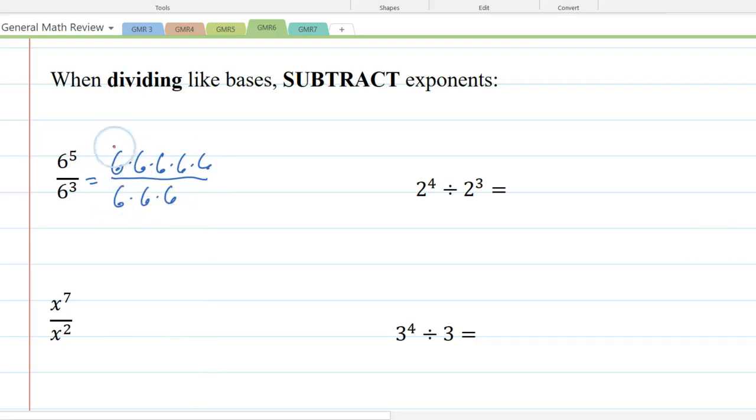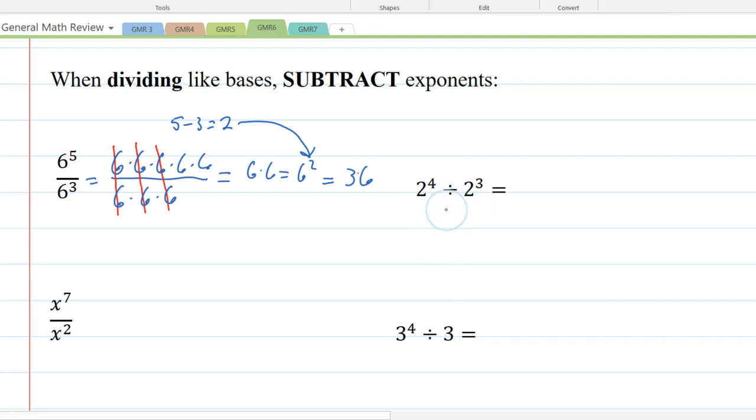I can cancel out 6 divided by 6 becomes a 1. 6 divided by 6 becomes a 1. Again, 6 divided by 6 becomes a 1. That leaves me with 6 times 6, 6 squared, or 36. It's a lot easier to simply say 5 minus 3 is equal to 2, and that's how I get 6 squared.